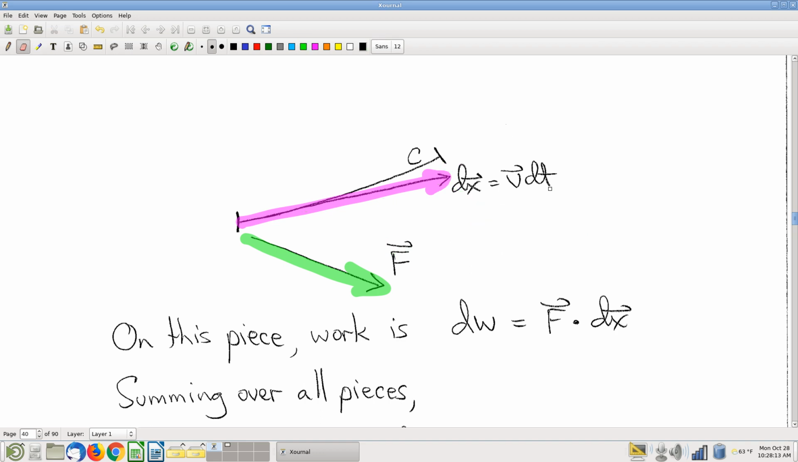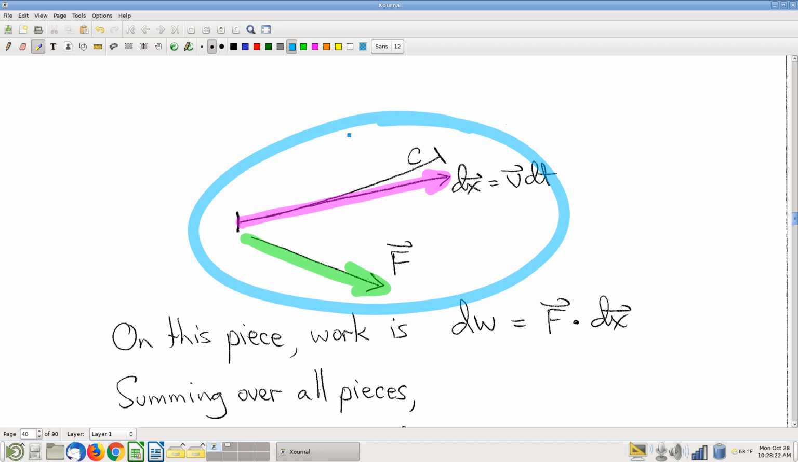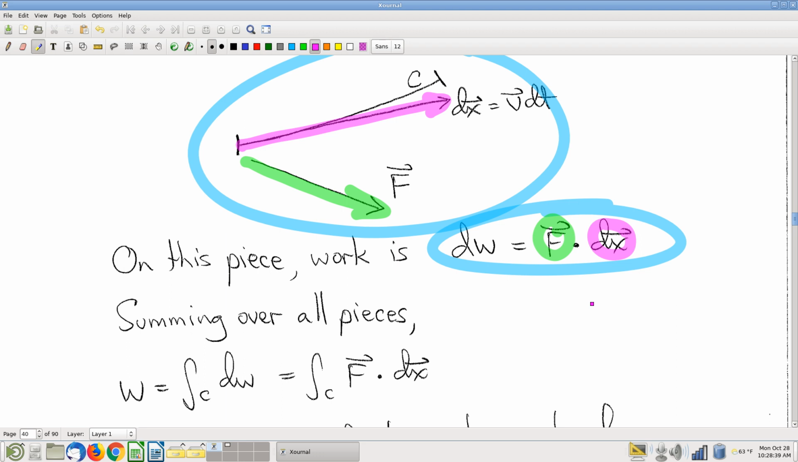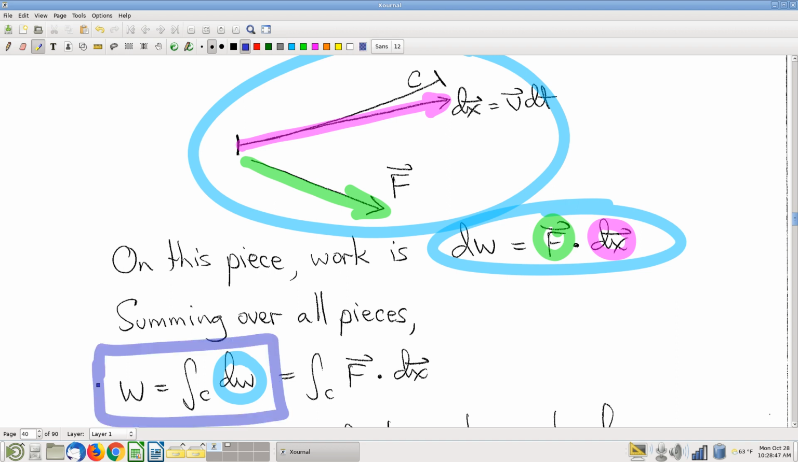We now have on this little piece an old familiar question, namely, on an approximately straight piece of curve with an approximately constant force, how much work does it take to move along that displacement? Well, here you go, simple formula: the force dot the displacement. So F dot dx. And then no surprise, we're just going to add up over the entire curve. So the total work is the sum of these little pieces of work. That's how accumulating quantities work.